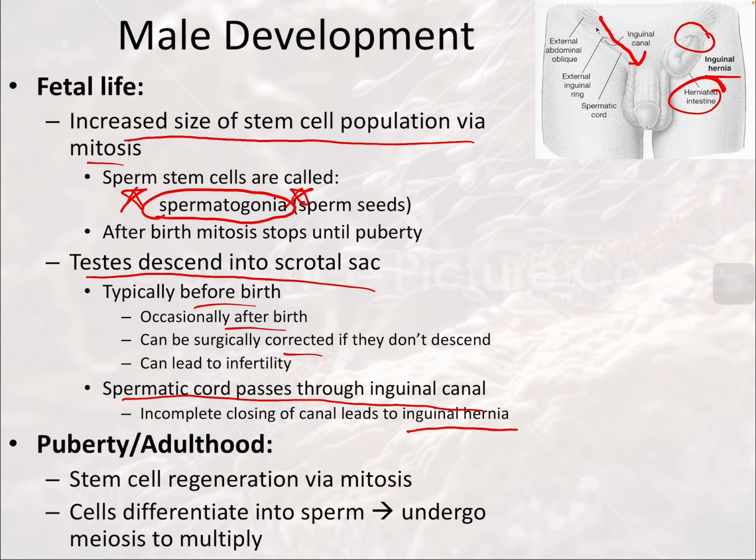Okay, so then starting back up at puberty and adulthood, stem cell generation regenerates again via mitosis, and stem cells differentiate into sperm, and they go through meiosis and multiply that way.